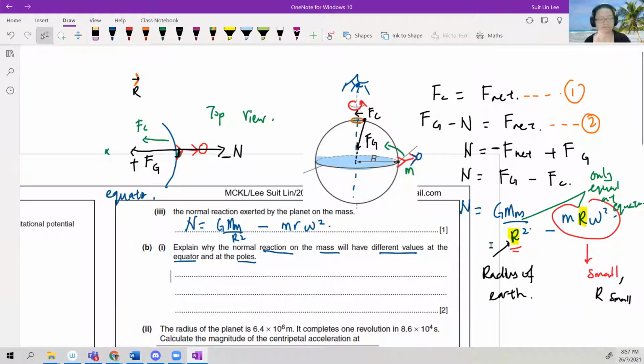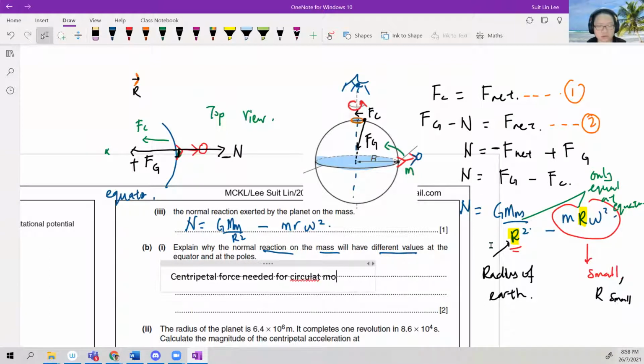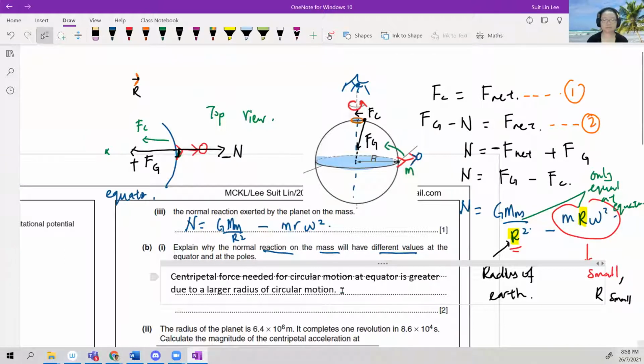So I'll write all of that down. First point, I will say something along the lines where the centripetal force needed for circular motion at the equator is greater due to a larger radius of circular motion. All right, this is the first point.